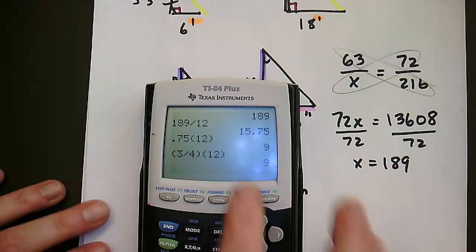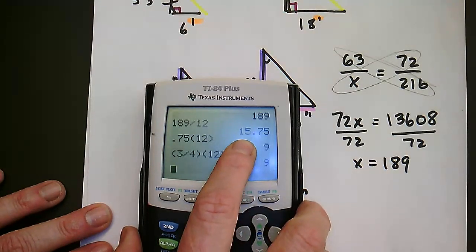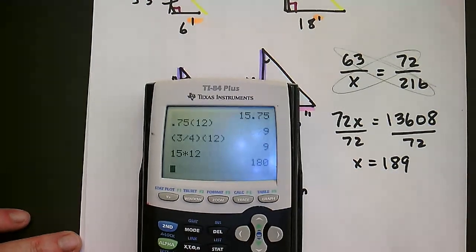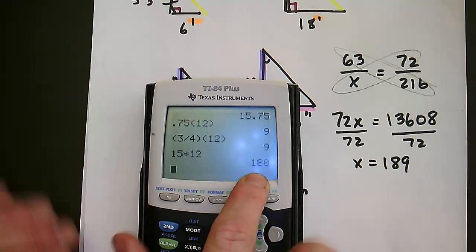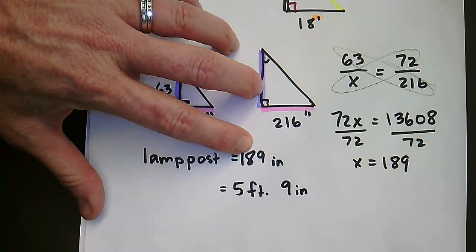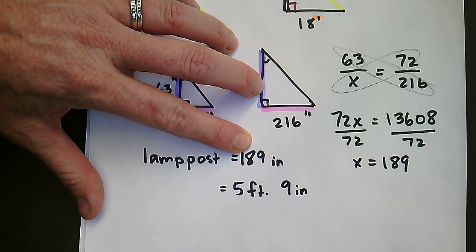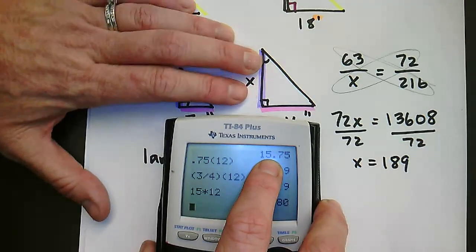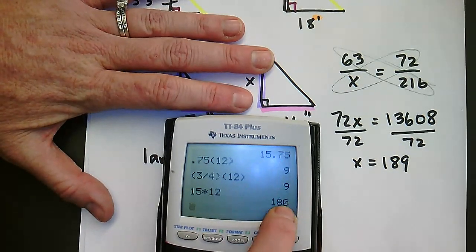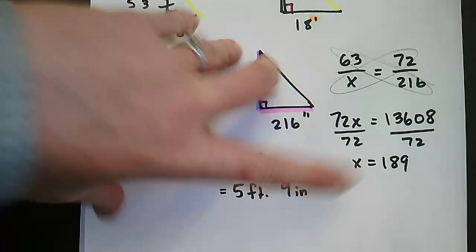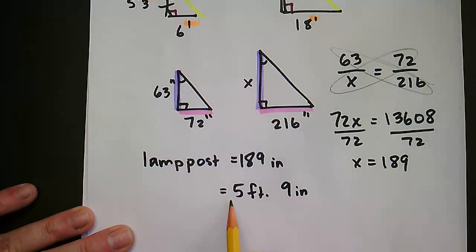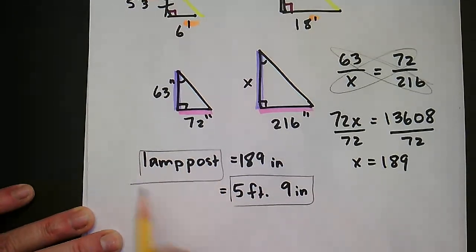Another way you can do it is to figure out how many full groups of 12 are in 189. We found 15, so 15 times 12 gets me to 180. I started at 189, so I need 9 more. Either of those works. But I would give my final answer in this structure: the lamppost is 15 foot 9 inches tall.